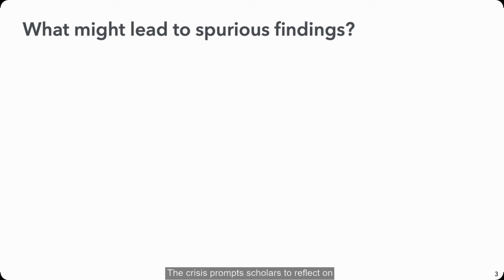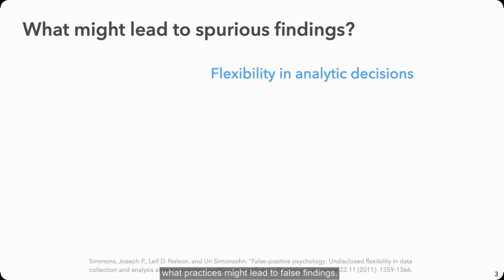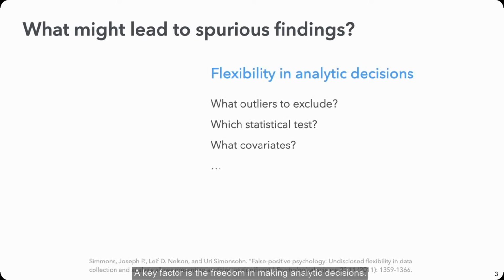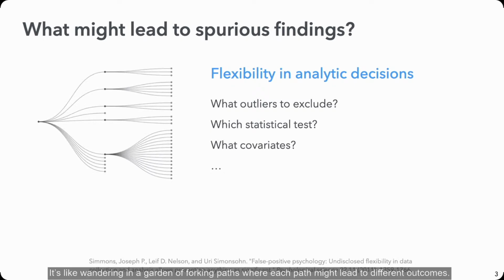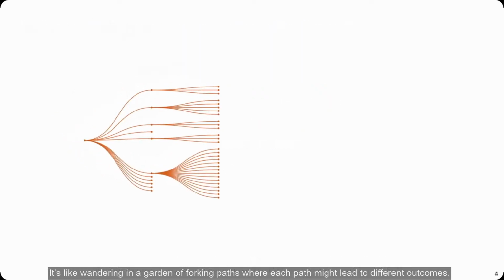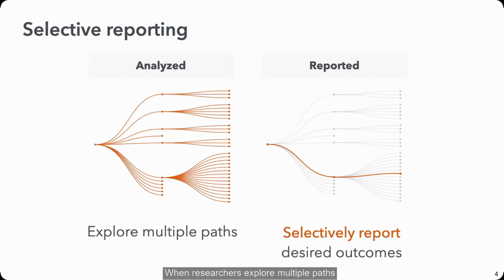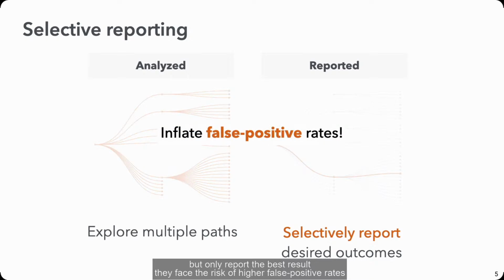The crisis prompts scholars to reflect on what practices might lead to false findings. A key factor is the freedom in making analytic decisions. During data analysis, one often makes many decisions, such as how to exclude outliers or what models to use. It's like wandering in the garden of forking paths, where each path might lead to different outcomes. When researchers explore multiple paths but only report the best result, they face the risk of higher false positive rates.